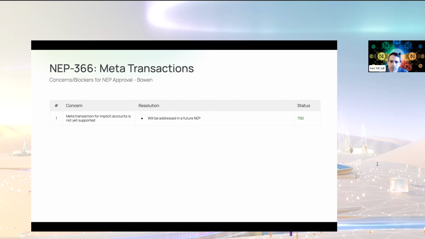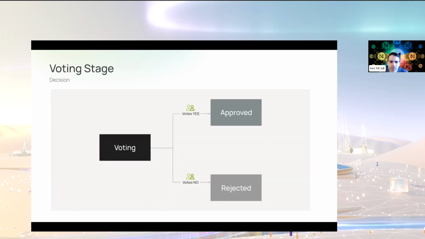Okay, so I guess Bowen, could you maybe start by presenting how you are feeling about the NEP as it currently stands and your voting indication?